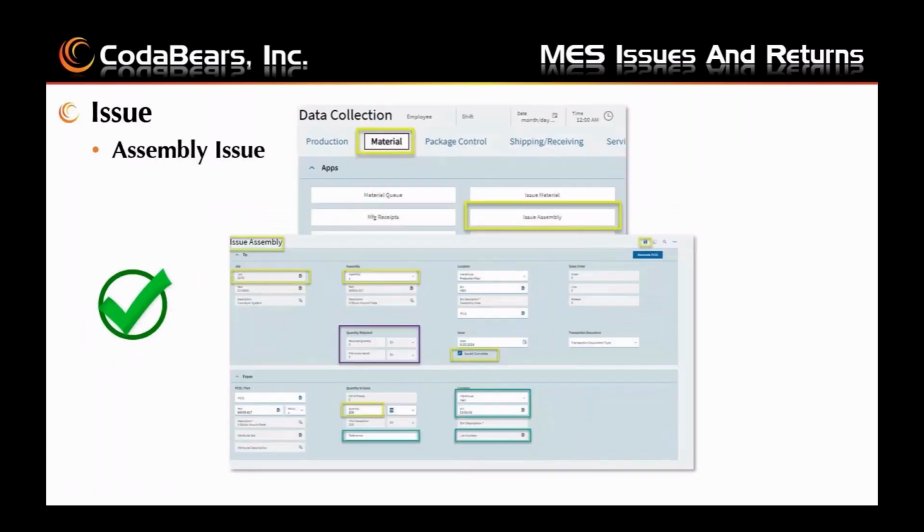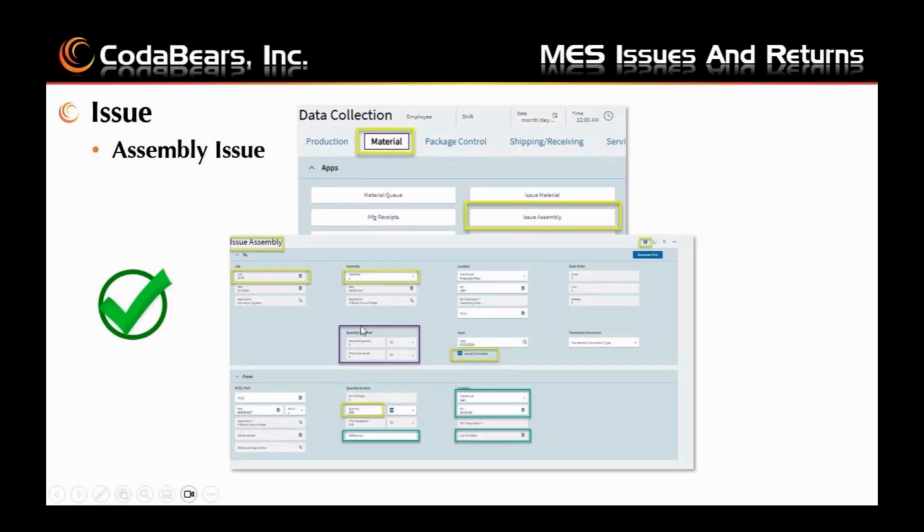If your production jobs use assemblies that have specified a pull quantity from stock, you can issue the assembly. On the main data collection screen on the material tab, again, you have the button for issuing assembly here. Here you can see again that you can search for a job using the little magnifier, or you can type it in if you know it from the job traveler, for example. And then you pick the assembly from the drop-down box.